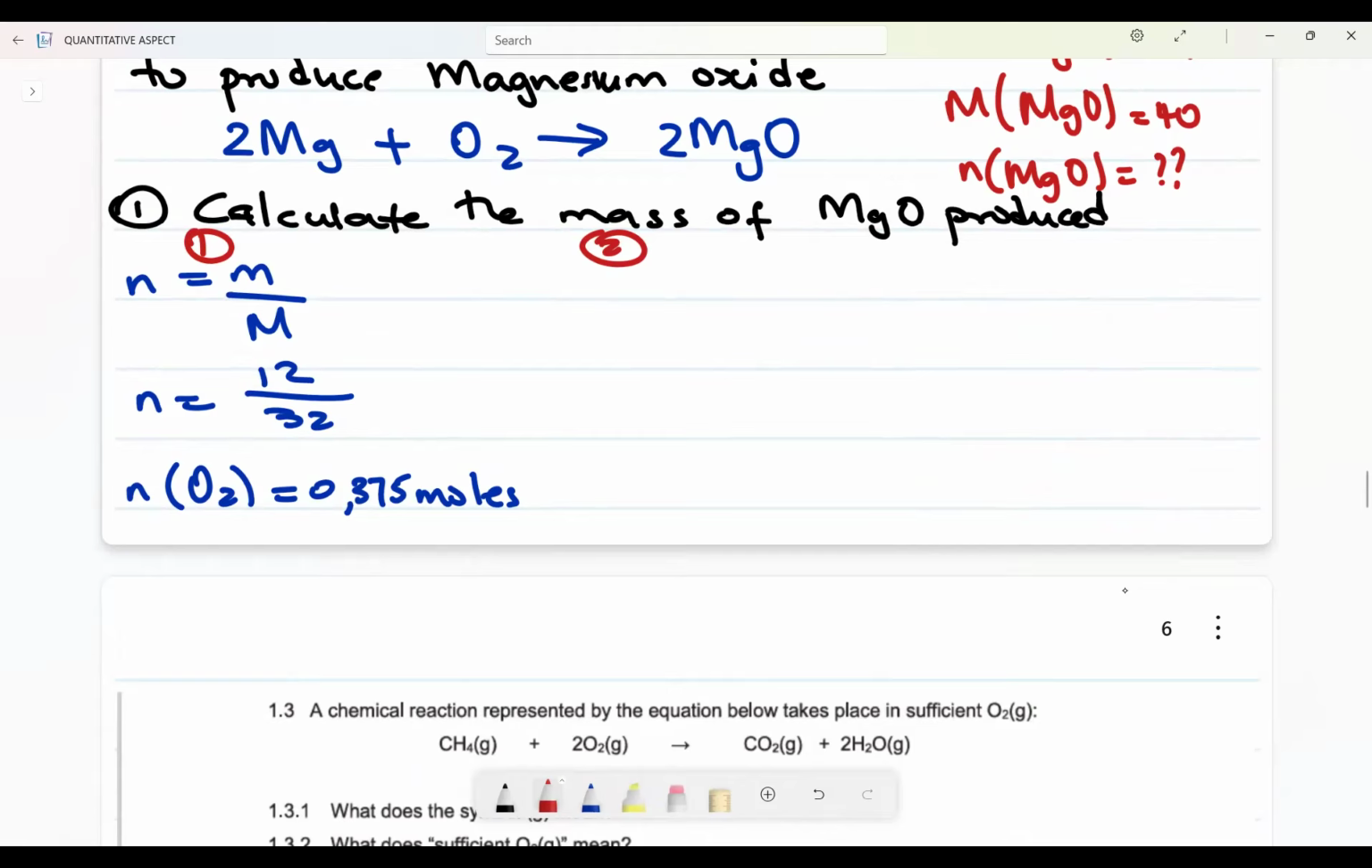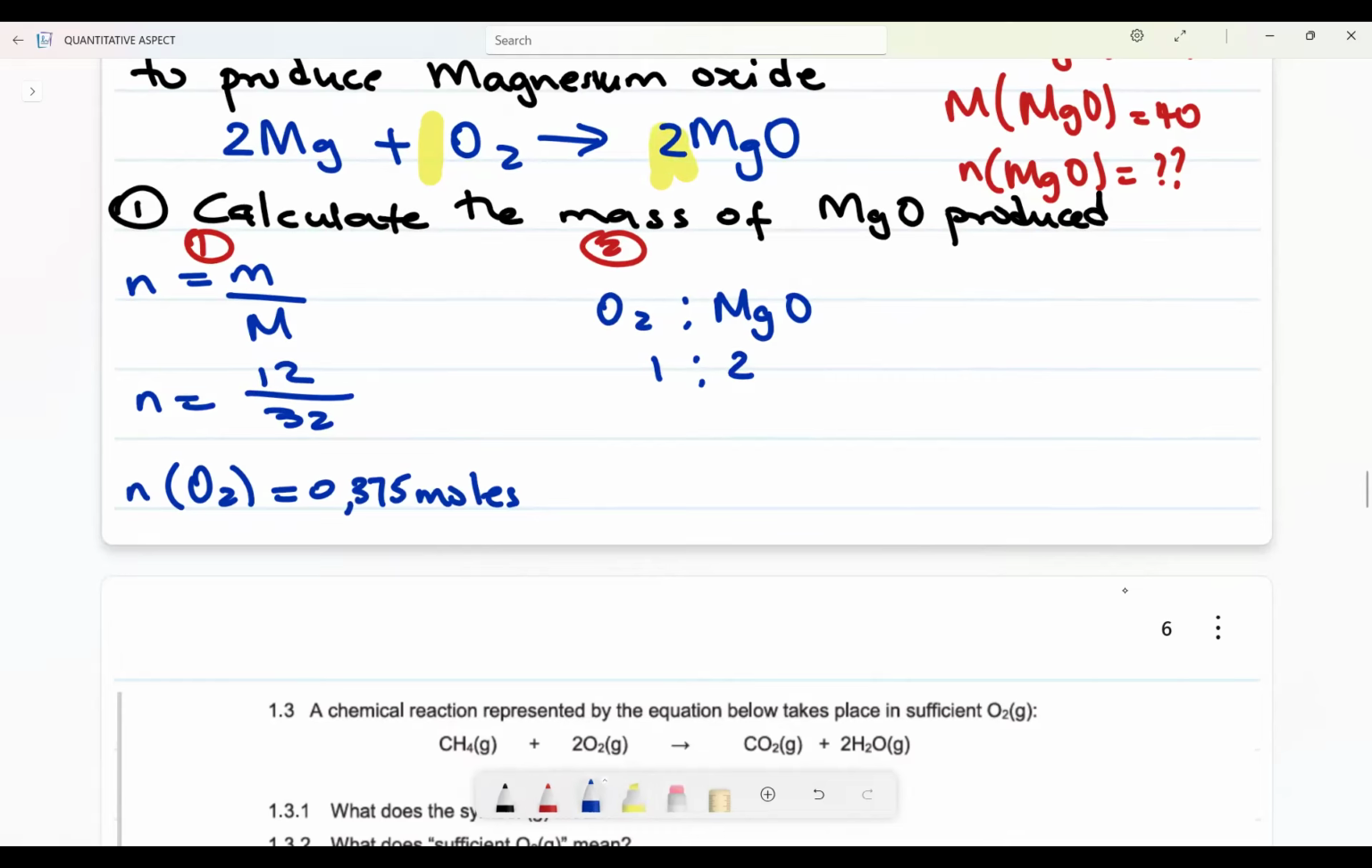What does that mean? The known is oxygen. What is the unknown? The unknown is the one that they want me to calculate, which is magnesium oxide. What is the mole ratio between those two? I look at the coefficients. O2 has a coefficient of 1. So it's going to be 1 is to 2. MgO has a coefficient of how much? Of 2. So it is 1 is to 2.